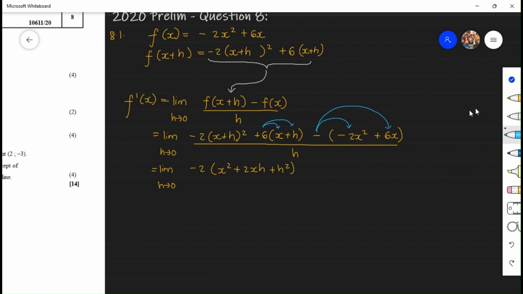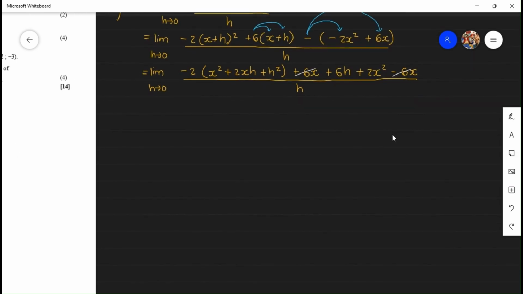Positive 6 times x is going to give us positive 6x. Positive 6 times h is going to give us positive 6h. Next, we can multiply the negative into the bracket. So negative times negative 2x squared gives us positive 2x squared. Negative times positive 6x gives us negative 6x. That is going to be all over h. From here, we can see that positive 6x cancels out negative 6x.